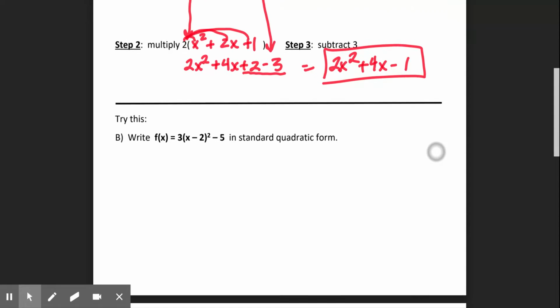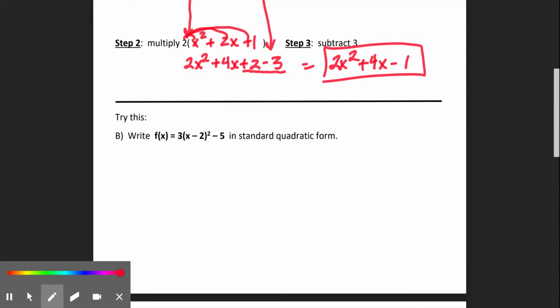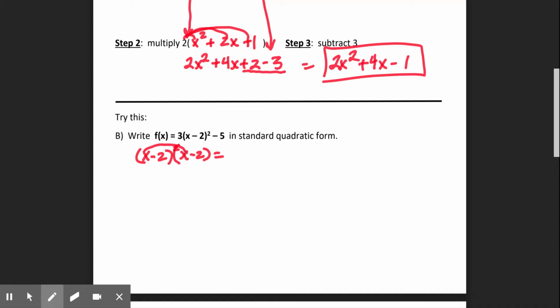So now we're going to try this next one without the reminders of the different steps here. So on this, we first need to take x minus 2, and we're going to square it, which means we put a parenthesis and put x minus 2. So this will be x times x is x squared. Outside is negative 2x. Inside is another negative 2x, which gives you negative 4x. And then negative 2 times negative 2 is positive 4.